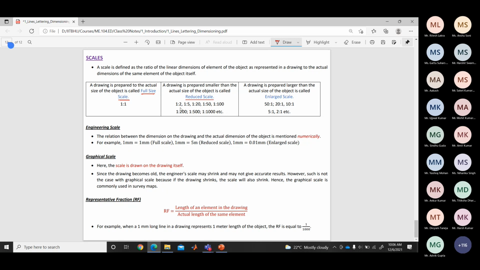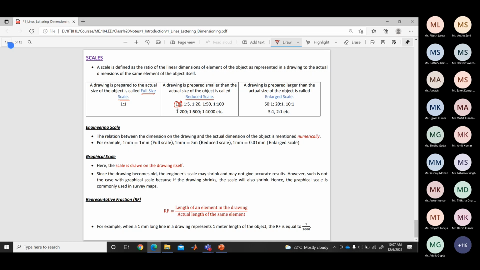Here is how the reduced scale is represented: 1:2, 1:5, 1:500, 1:1000, 1:10,000. The first part is the dimension on the paper. The second part is the actual dimension. For example, 1 mm on the paper is equivalent to, let's say, 2 meters of the actual dimension.